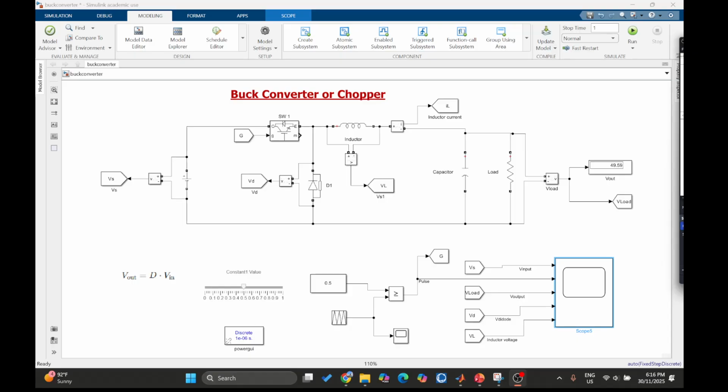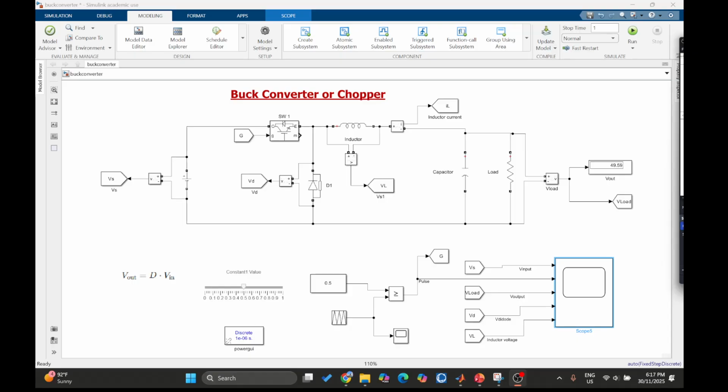Firstly, what is a buck converter? A buck converter is a DC-DC step-down converter. It takes a high DC voltage and efficiently converts it into a lower DC voltage using high speed switching instead of dissipating power like a resistor based linear regulator. This type of buck converter is a non-isolated converter, and it is also called a chopper.